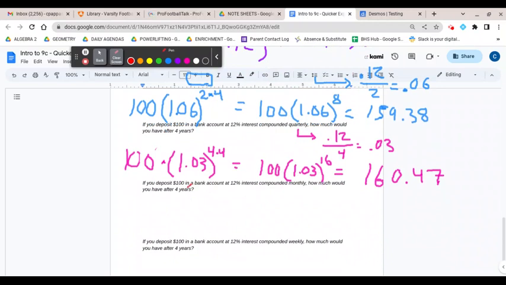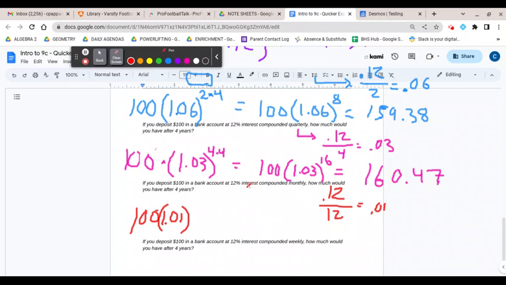All right, $100 in a bank account, 12% interest compounded monthly. So we have our 100, 12% interest, so 0.12. There's 12 months in a year. So it's going to be 0.01. So we're going to multiply that by 1.01 here.